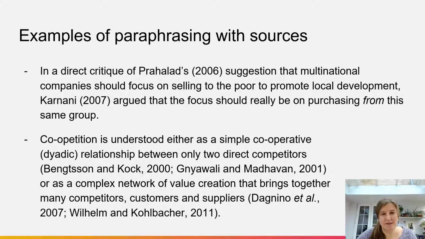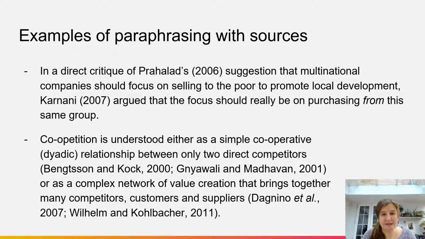So here are a couple of examples of paraphrasing with sources. In the first one, we've got a direct contrast between two sources. One author, Prahalad, suggests that if you want to promote local development in developing countries, companies should focus on selling to those markets, and that there will be a trickle-down effect that will help with GDP and development. Another author, a year later, has argued that actually what companies and businesses worldwide should be doing is purchasing from poorer groups in order to directly boost their income. So there's a contrast that you can highlight if you're talking about that topic.